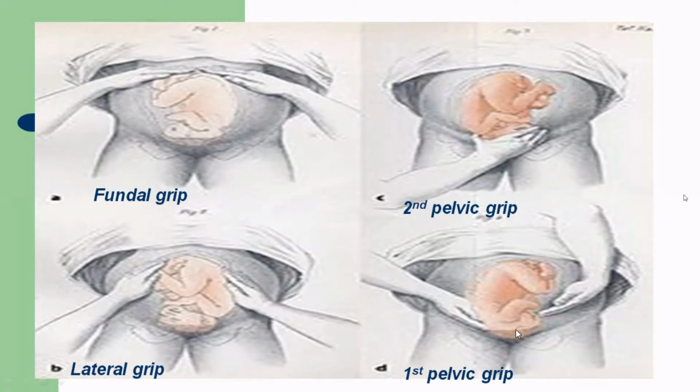You grip it, okay, and you can feel the fetal head and whether it is engaged or not. Okay, and the first pelvic grip is the last maneuver, and this is done facing towards the patient's feet, and you palpate the lower pole of the uterus to know what the presentation is and whether it is engaged or not.